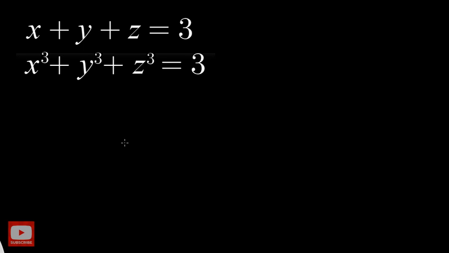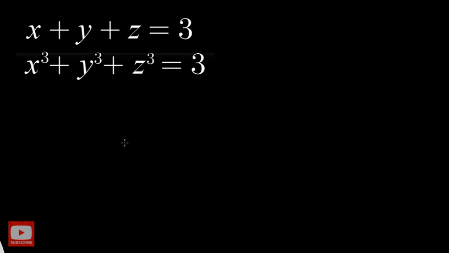Hello everyone. In this video, we are going to solve a system of two equations which have three variables. That is x plus y plus z equal to 3. This is one equation. x cube plus y cube plus z cube, the sum of the three cubes, is the same number, that is 3.